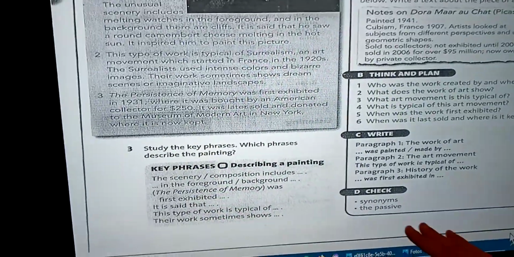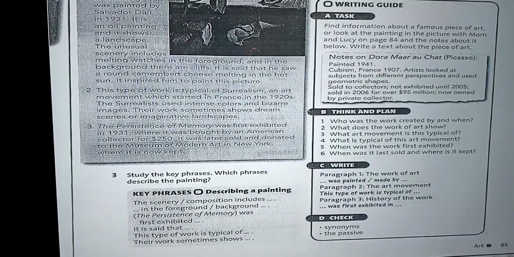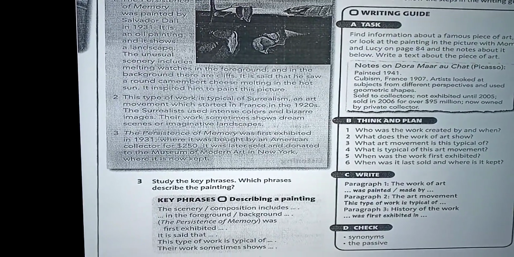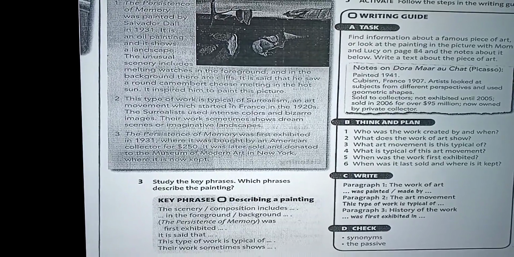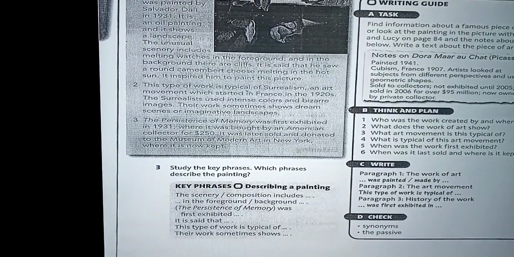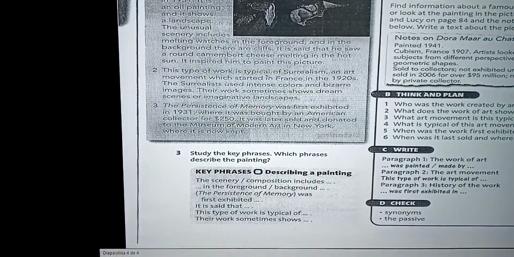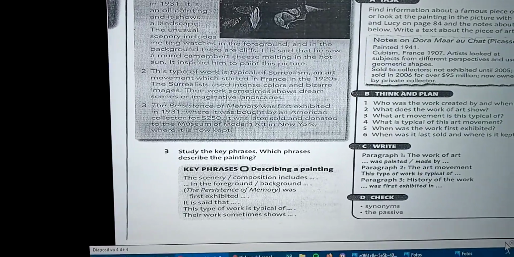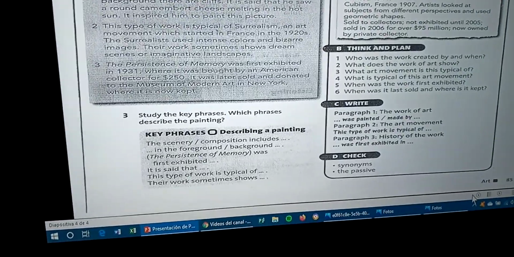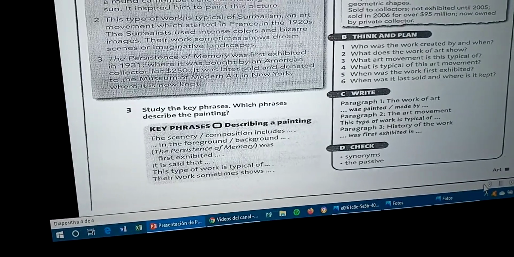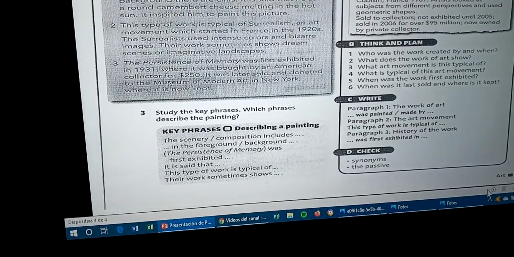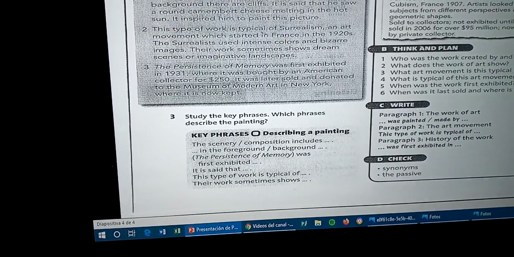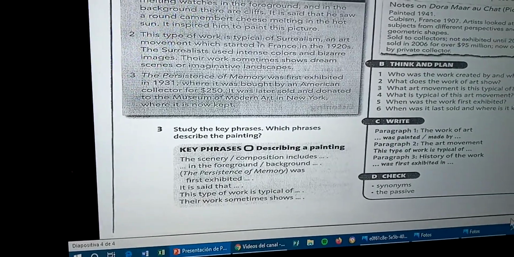Okay, let me repeat again right here that describe the painting, the scenery composition includes, and in the foreground and background, The Persistence of Memory was first exhibited, it is said that, this type of work is typical of, and the last is their work sometimes shows. This is activity number 4. Study the key phrases with the phrase describe the painting. Okay, this is activity number 3.